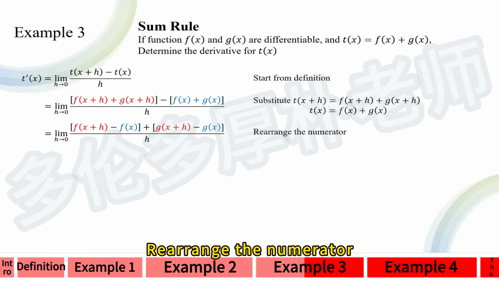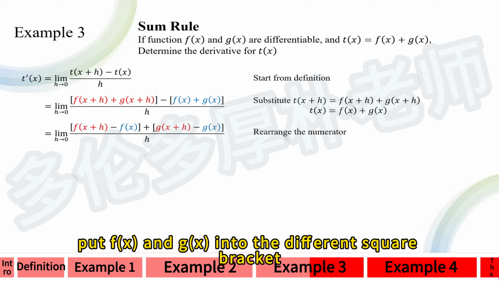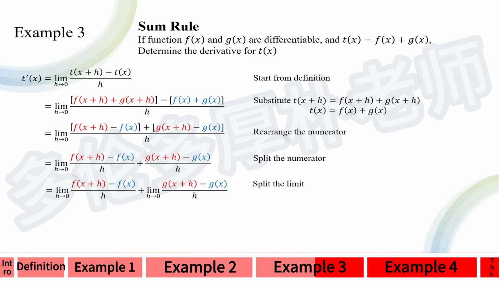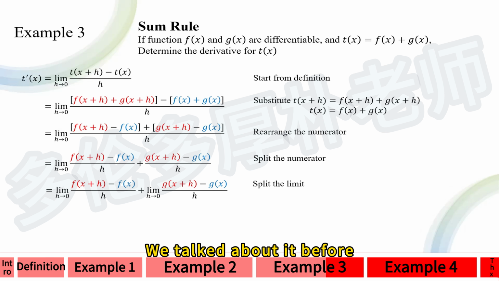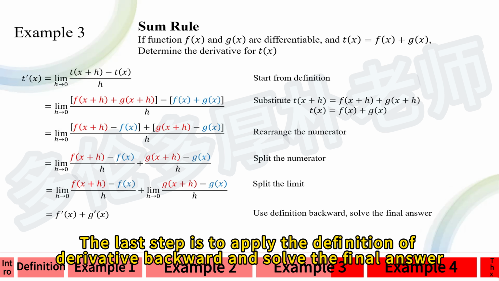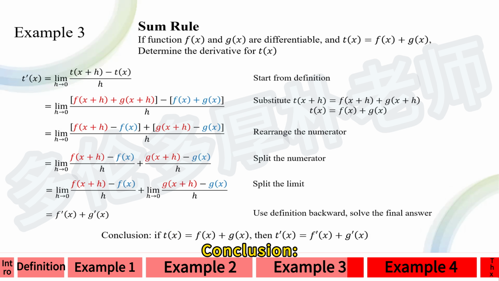Rearrange the numerator. Put the f(x) and g(x) into different square brackets. Split the numerator and the limit using the limit properties we talked about before. The last step is to apply the definition of derivative backward and solve for the final answer. Conclusion, if t(x) is f(x) plus g(x), then t'(x) is f'(x) plus g'(x).